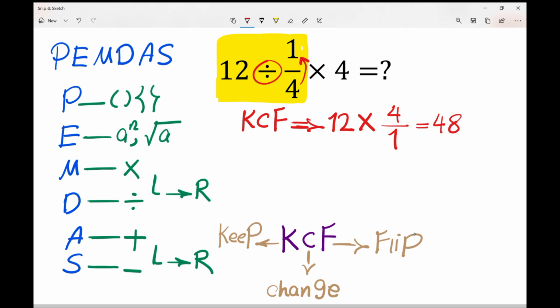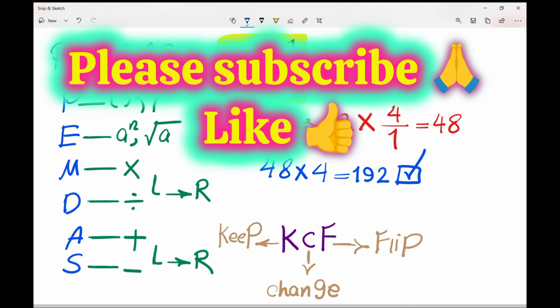Now, for the final step, we perform the last multiplication. 48 multiplied by 4 equals 192. Therefore, our final and correct answer is 192.